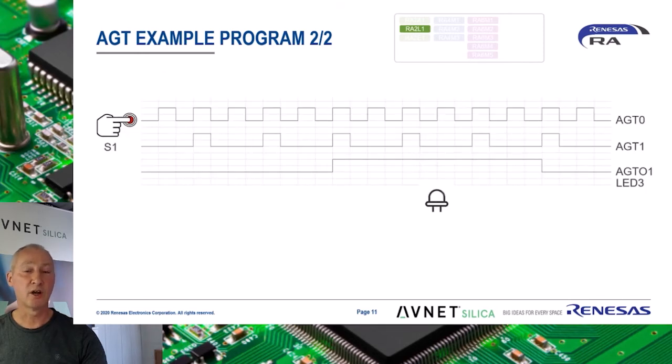This timing diagram shows how the two AGT timers interoperate. Each time the button is pressed, the AGT timer is decremented. It goes to an underflow. When it underflows, it triggers AGT1. When AGT1 underflows, it toggles its output that is connected to a LED. This operation is totally automatic without CPU intervention. I will now demonstrate this project on the EK RA2L1 board.